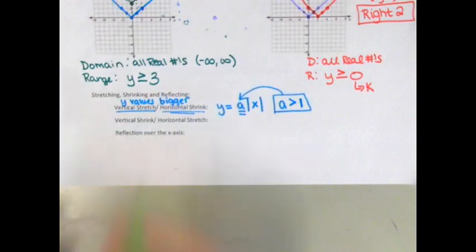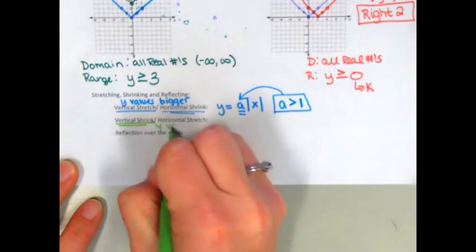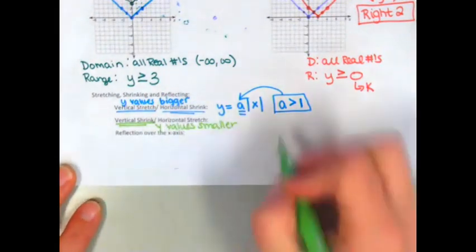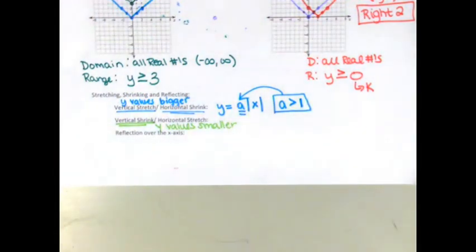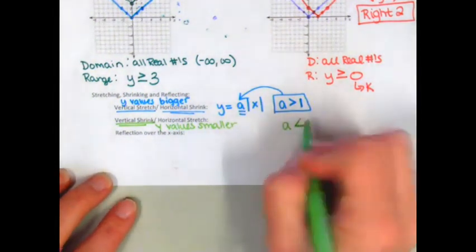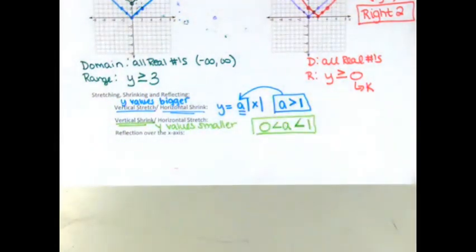All right, vertical shrink. That means my y values are getting smaller. What numbers do I multiply to get smaller? Wouldn't like 1/2? If I multiply by 1/2, don't my numbers get smaller? Yeah. So if my A is less than 1, but greater than 0, and we look at them as positive numbers.